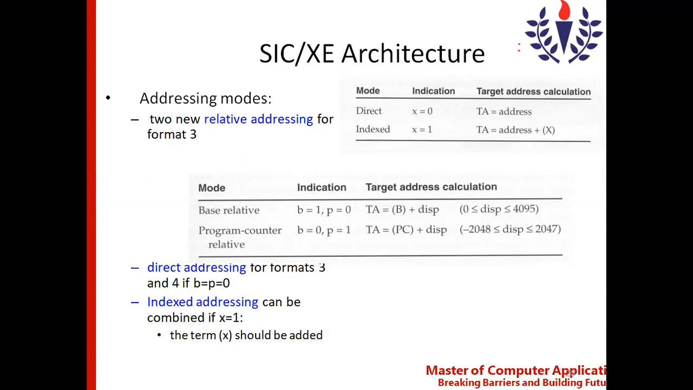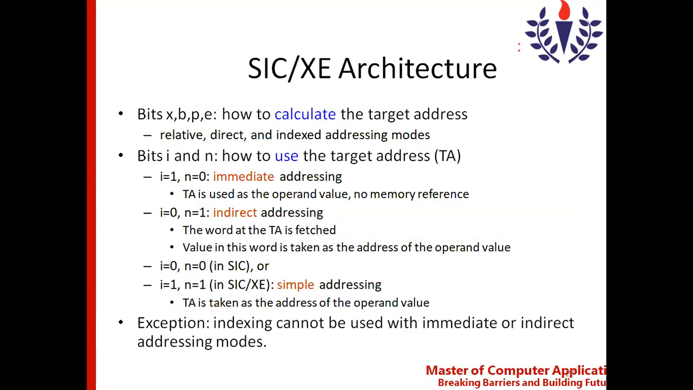If X equal to 1, obviously we have to add the X register content with the address. This we have already seen in SIC, so the same thing we can use in SIC/XE also. Apart from these types of addressing mode, we have some other addressing modes also to be used in SIC/XE.